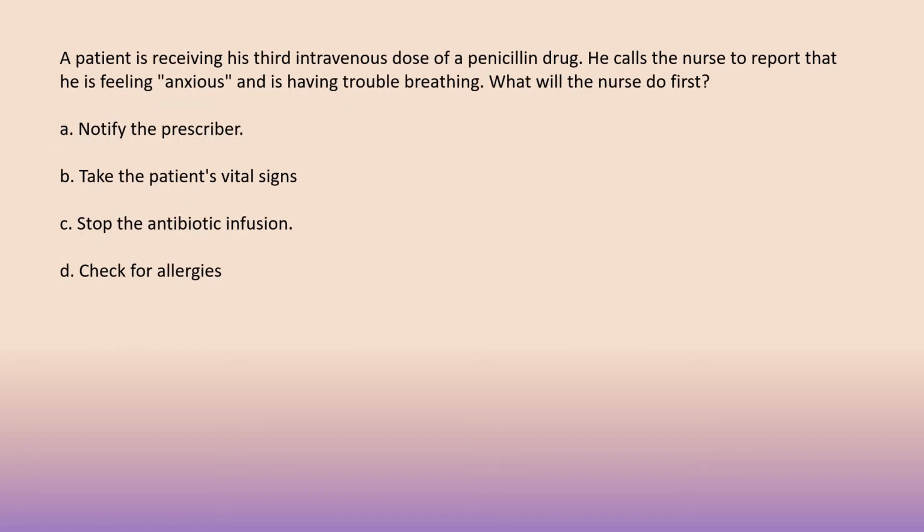A patient is receiving his third intravenous dose of a penicillin drug. He calls the nurse to report that he is feeling anxious and is having trouble breathing. What will the nurse do first? A. Notify the prescriber. B. Take the patient's vital signs. C. Stop the antibiotic infusion. D. Check for allergies.